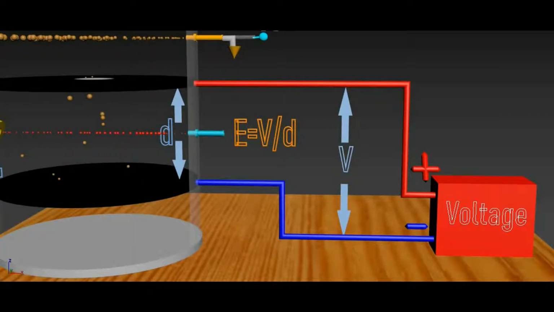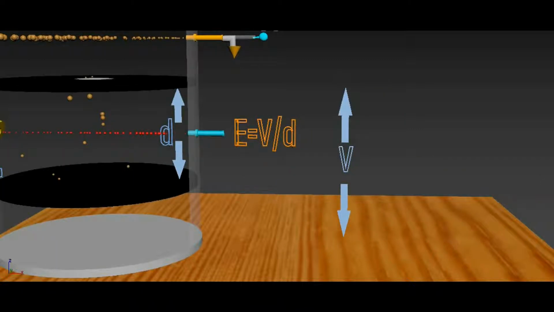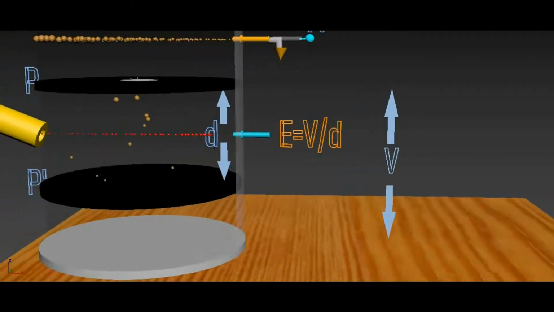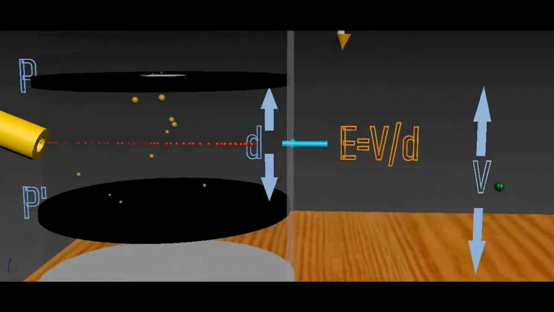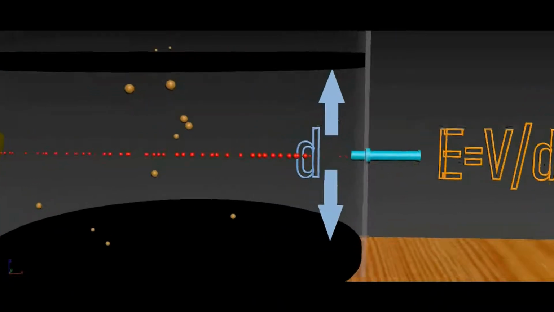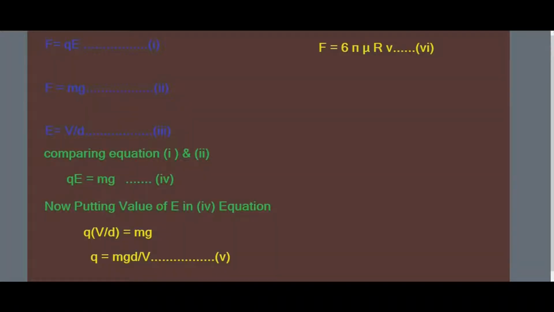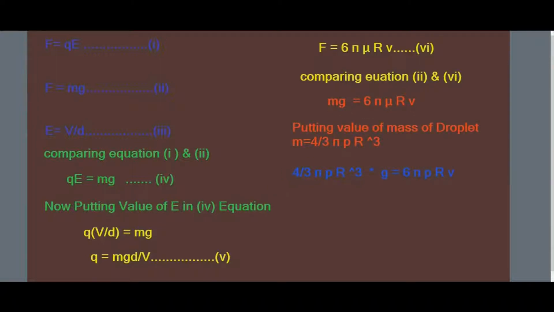Then he turned off the battery. At that spot the particles attain uniform velocity, and now the particles experience a force F equals 6 pi eta r v according to Stokes' law. By comparing the equations we get the following results.